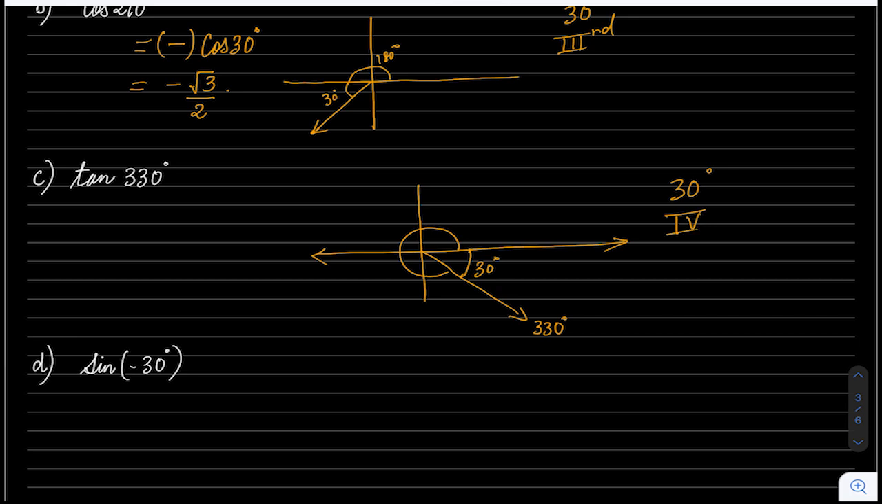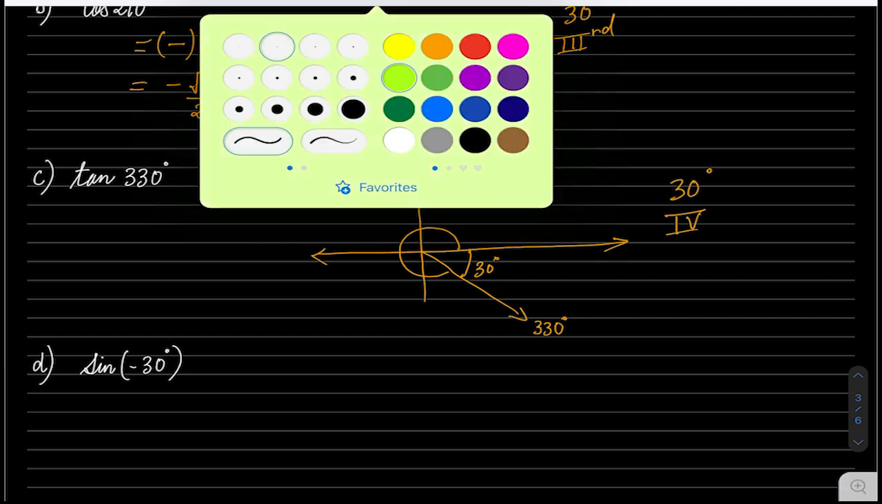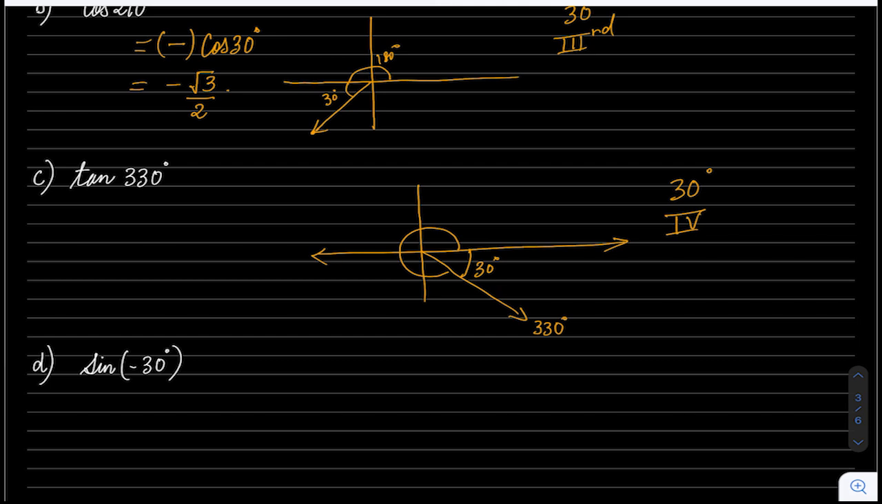And this is in fourth quadrant. So in fourth quadrant, we know that ASTC. So fourth quadrant, cosine is positive, tangent is negative. So my answer for this is simply minus tan 30. So that is our answer. And tan 30 degrees is root 3 over 3. So that is my answer.